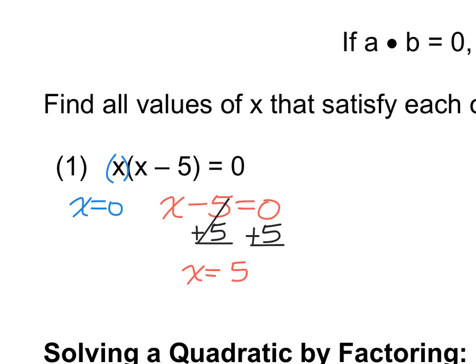All right? So we would get two solutions, 0 and 5, because what would happen is if I were to plug a 0 in for x, I'd get 0 times negative 5, which is 0. If I plugged in a 5, I'd get 5 times 0, which is 0. So either of these two solutions would work. All right? So we would denote our final answer by saying that the solution is x such that x would be equal to 0 or 5.